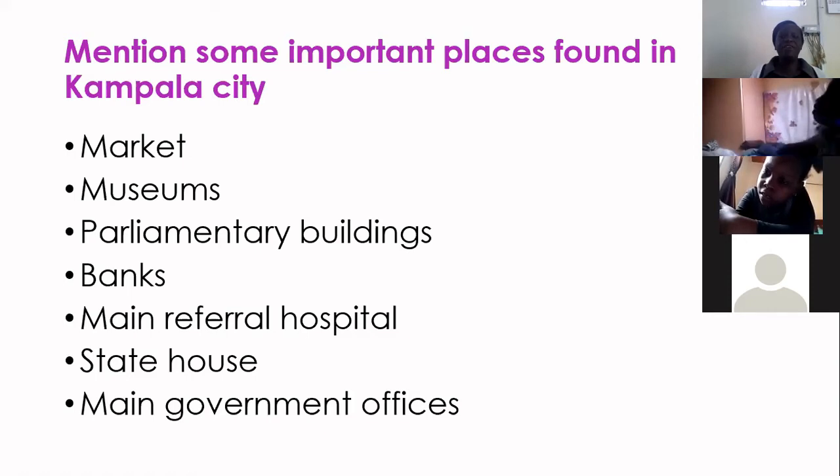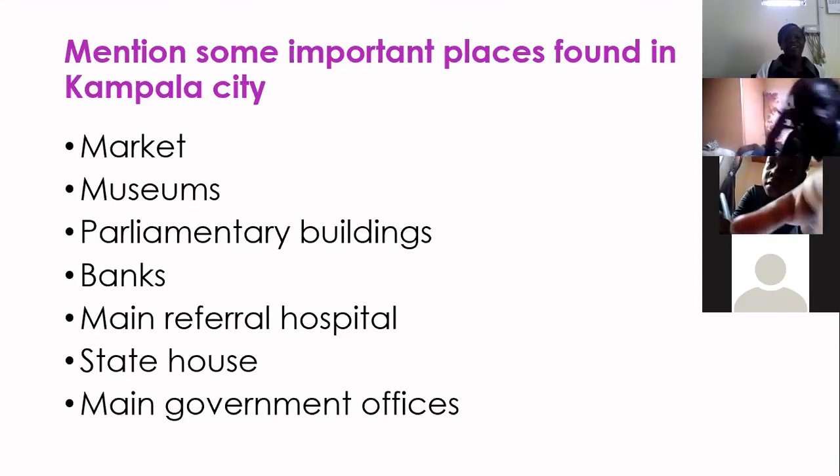Then another place we find in Kampala, capital city, is the State House. For example, we have our State House in Kampala, which is in Nakasero. Then we have another one in Entebbe, but we are specifically looking at this one on Nakasero Hill. Then another important place we have is the main government offices. For example, we have the prime minister and the ministers, all their offices are within Kampala.